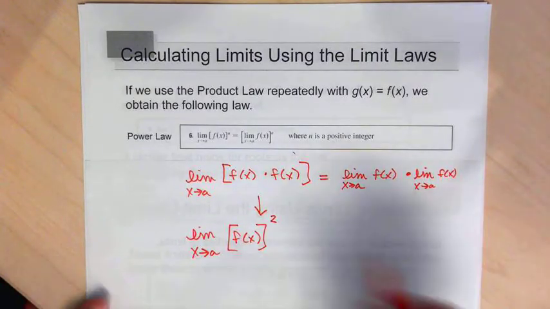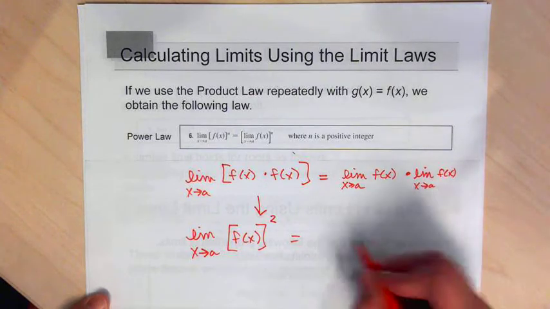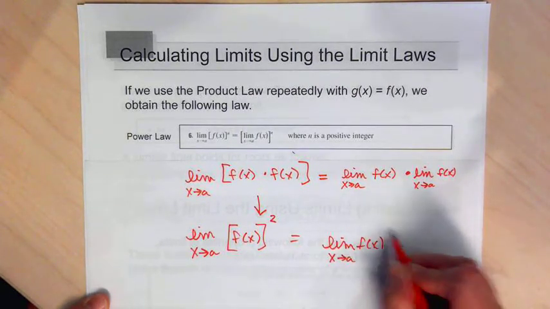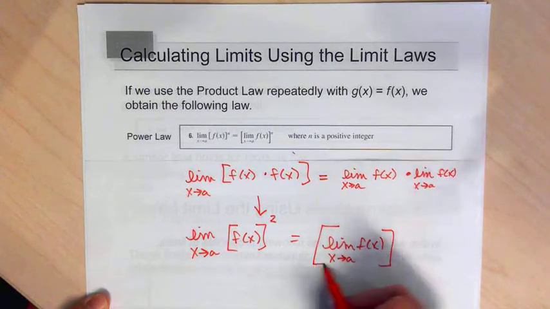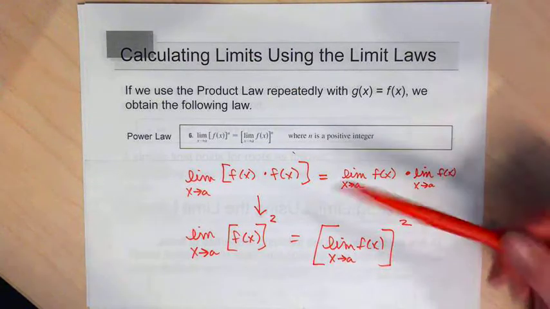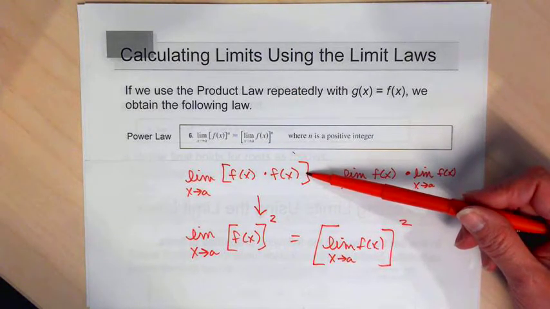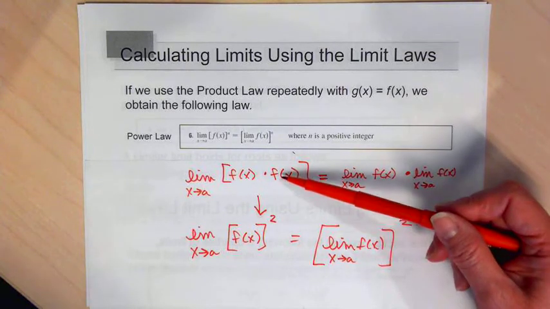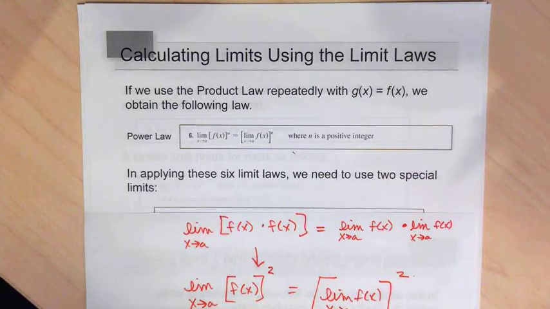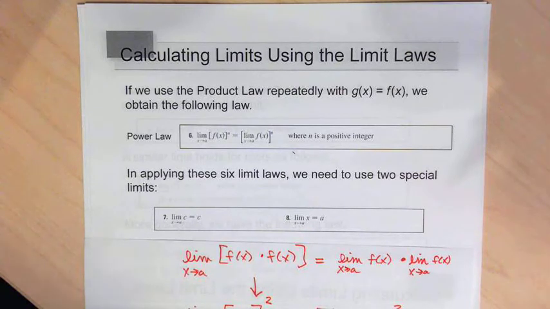So we can transfer this over to see that this is the limit squared. And so on, we could do this by inserting a third f of x, and this would be cubed, or a fourth f of x to the 4th, and so on. So we can derive the power law using the product law. That's law 6. And then law 7 and 8.